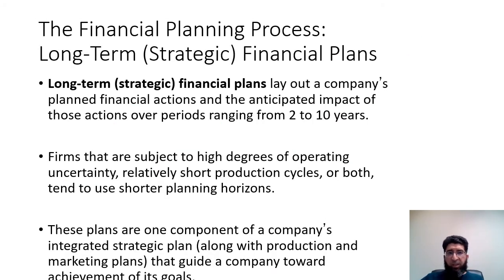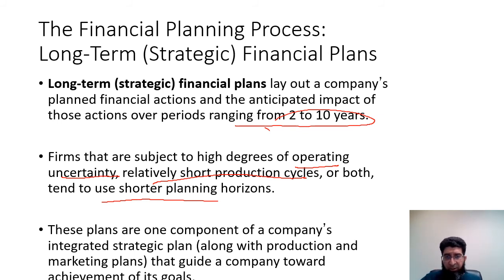The financial planning process begins with long-term strategic plans. They range to around 2 to 10 years, and firms that are subject to high degrees of operating uncertainty, or can have relatively short production cycles, or both, tend to use short-term planning horizons. So there is no fixed rule of what is really long run or short run. It depends on the company, its core business, and its strategic plan.